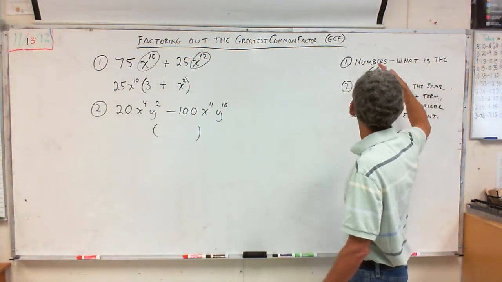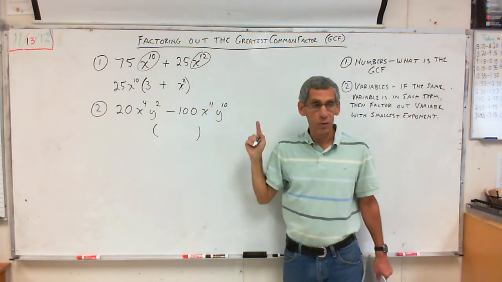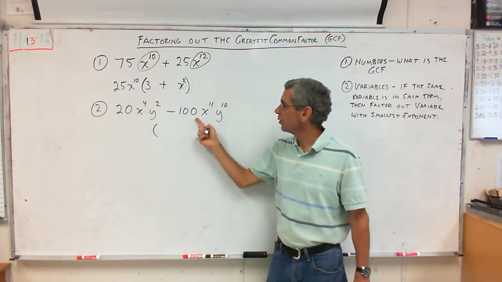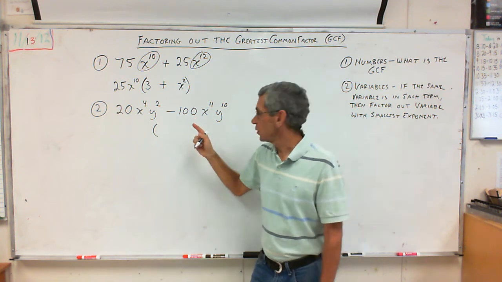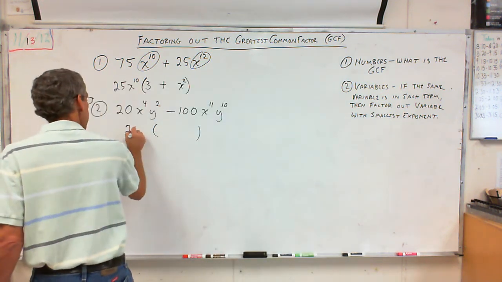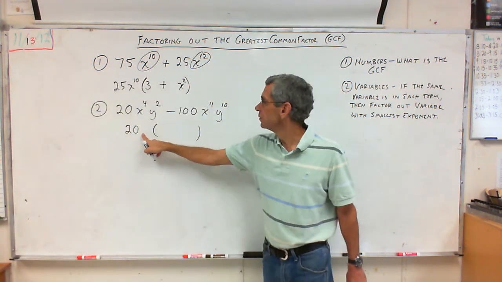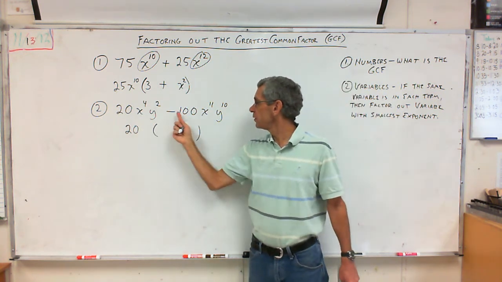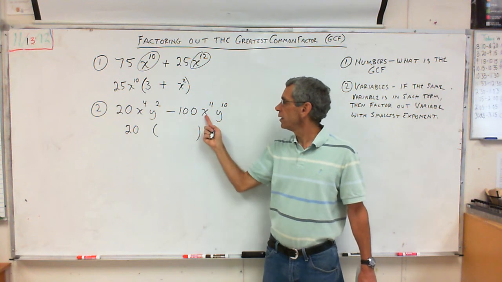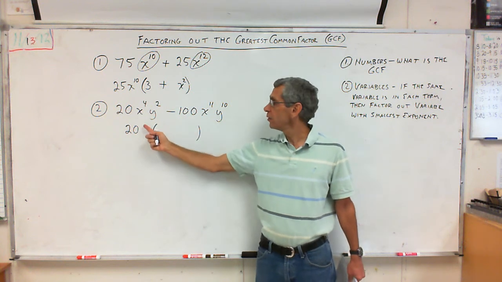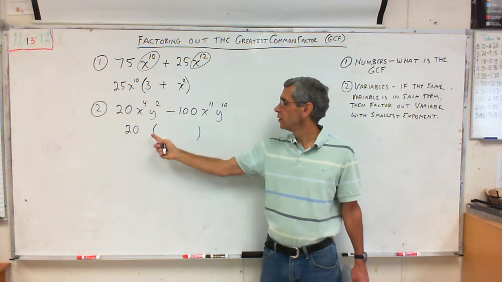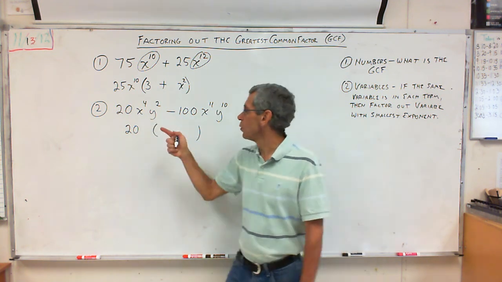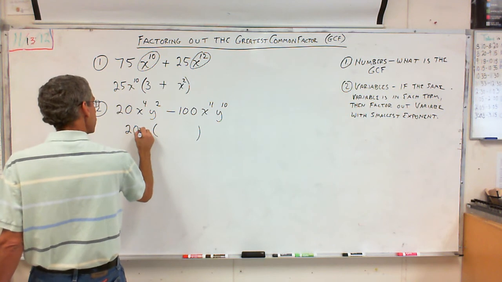So first thing I do is look for my greatest common factor in my numbers, which is 20, right? 20 goes into 20, and 20 goes into 100 5 times. So I'm going to put a 20 here. I'm going to leave a little space because I know I'm going to have to put x's and y's here. Now I'm going to do my variables. Do they both have x's? So right here I'm going to write either x to the 4th or x to the 11th. Those are my only 2 options. Which one am I going to write? X to the 4th, the one with the smaller exponent. So I'm going to write x to the 4th.